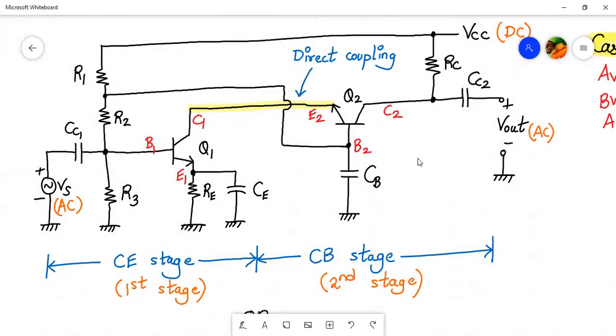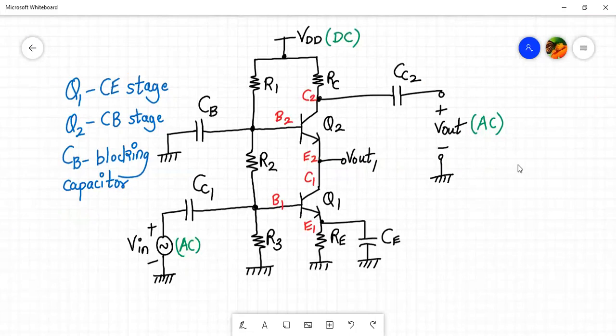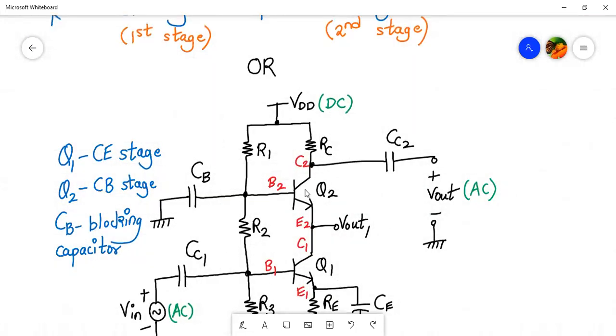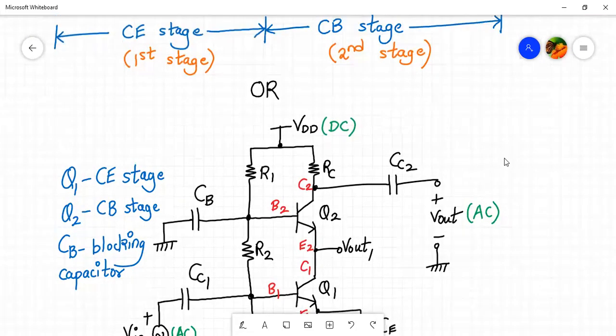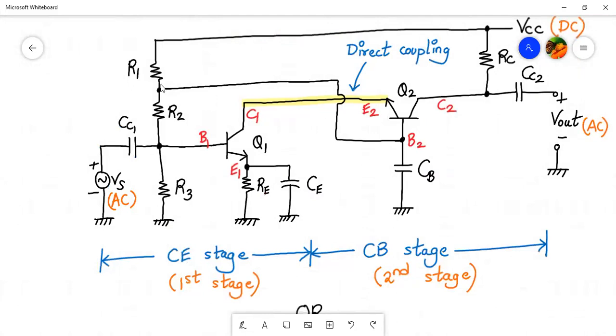Now, there are two circuit diagrams, as I've already told you. The same circuit which you see on your screens can be drawn as follows also. So this is the same circuit which you see on the screen, right? So if you trace back, let's trace back the Q2. For Q2 at the base side, we have R2, R3, and above we have R1.